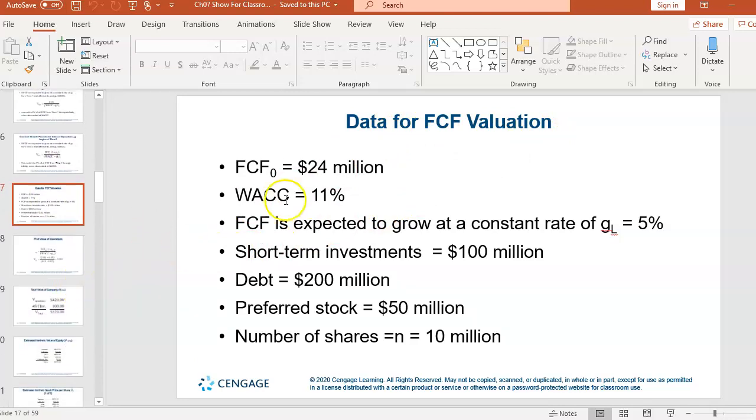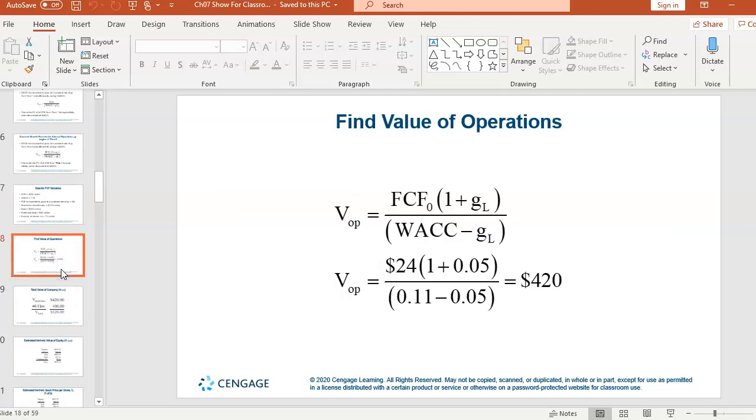So the FCF0 is 24 million. The WACC is 11. We expect a growth rate of 5%. Short-term investments are 100 million. That's 200 million. Preferred stock is 50. And the number of common shares floating around that investors own is 10 million.